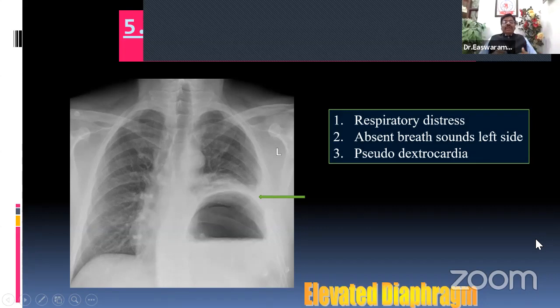The patient will have three classical important things. One, of course, is respiratory distress. Why? Because all the intestines have gone into the chest so that the lung is collapsed. So he is breathing only on the other lung. Not only that, because of the presence of the intestines, the mediastinum is also pushed to the other side. So you'll have what we call a pseudo-dextrocardia. And if you start auscultating, there will be absence of breath sounds. Occasionally, you can even hear some bowel sounds in the chest. So these are the classical findings in a traumatic diaphragmatic hernia.